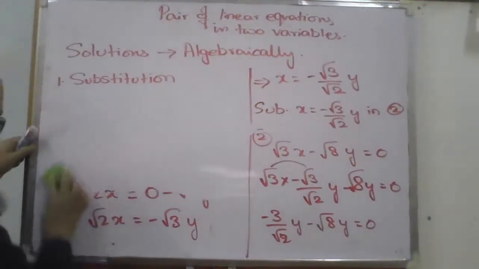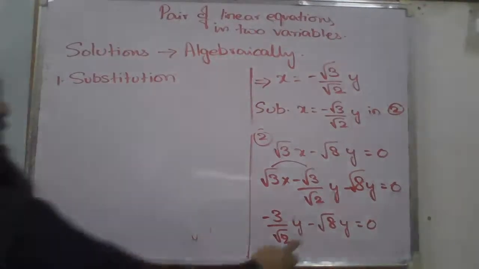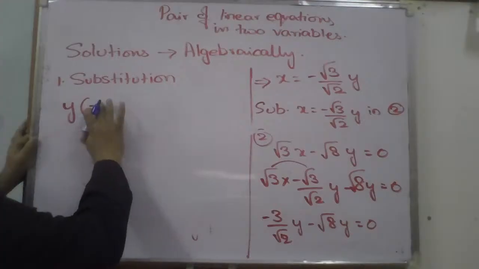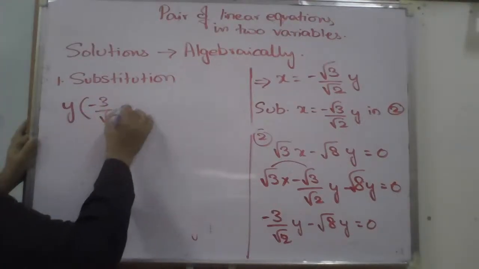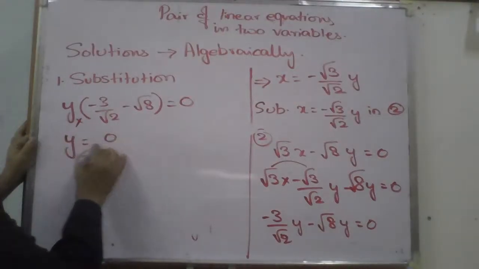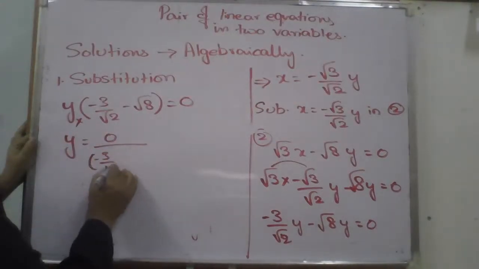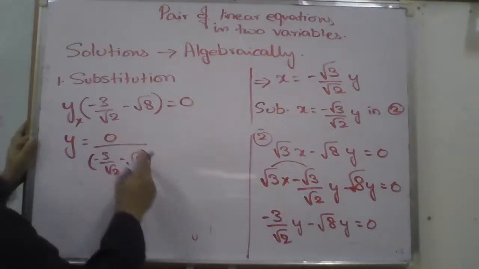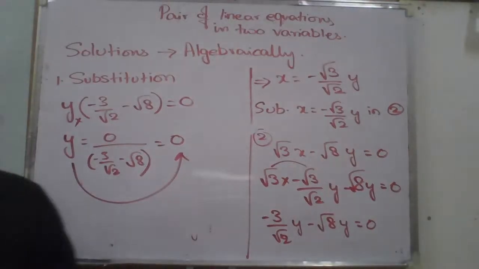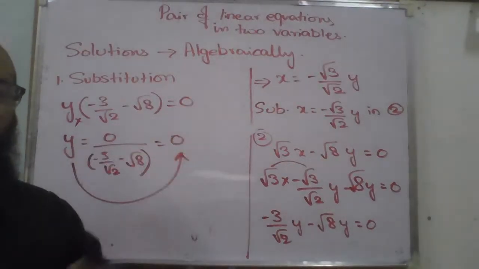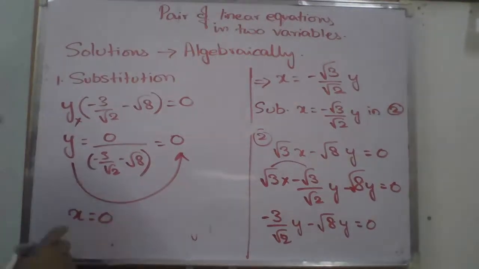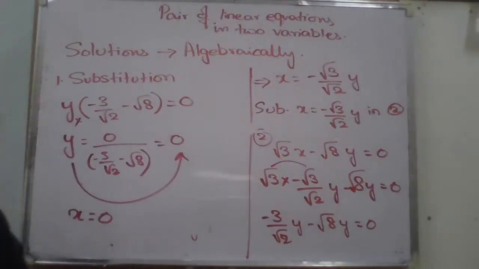Now let me continue. So here you have y common in both. If I take y common, what is left out? Minus 3 by root 2 minus root 8 is equal to 0. Here you have multiplication. When you transpose, 0 divided by minus 3 by root 2 minus root 8. So 0 divided by anything is 0. Now what is the value you got? Y is equal to 0. Now substitute this y is equal to 0 in first equation. You will get the answer x is equal to 0. Okay, for this particular problem. So this is how you substitute. That is what I was telling.